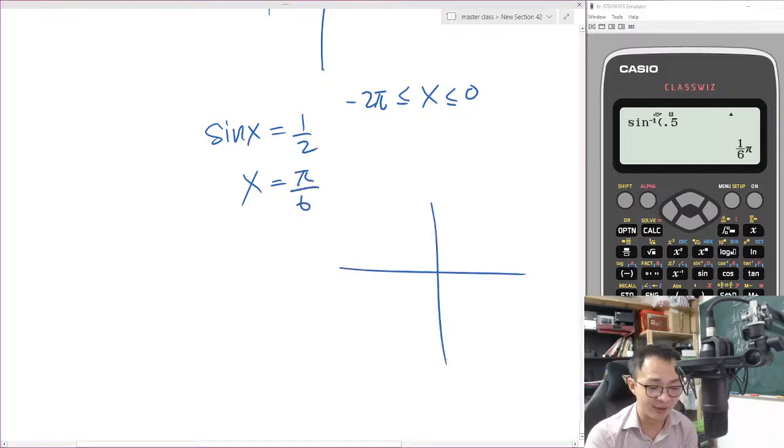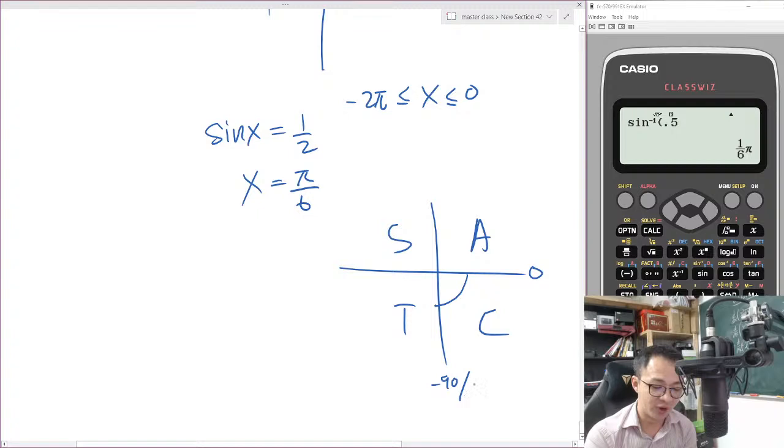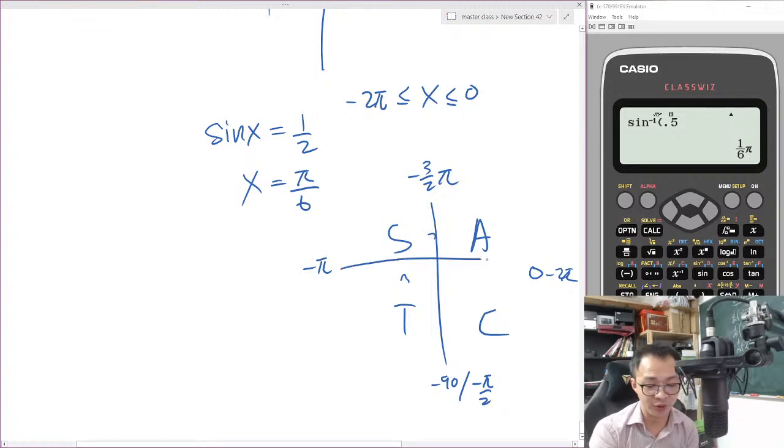So if I want to find the negative angle, it is from 0, rotate to negative 90, or we call negative pi over 2, to negative pi, to negative 3 over 2 pi, and come back to negative 2 pi. So this is how it rotates, okay? So you should be able to see the pattern. Negative means the angle is going to rotate clockwise. Right now your sine is positive, so you focus on the quadrants where it is positive. So you take these two.